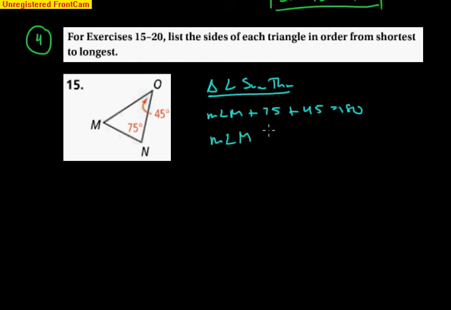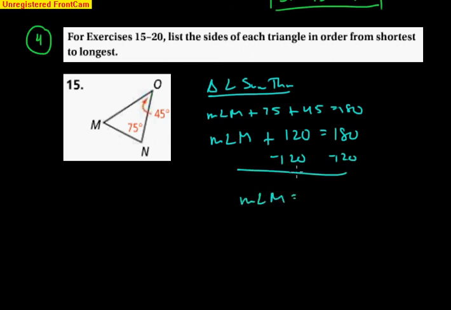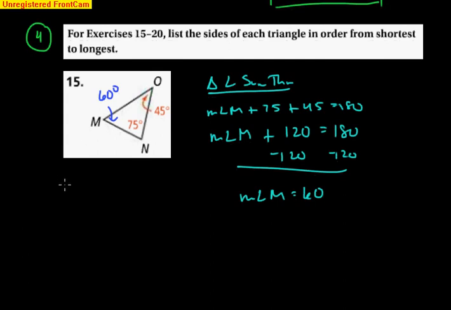So the measure of angle M plus, this is 120, equal 180. Subtract your 120 from both sides. The measure of angle M equals 60. So there is angle M. So I'm going to put it in right here. So in order to put the sides in order from shortest to longest, I'm going to first put the angles in order from smallest to largest. So the first angle is angle O. That's 45, is less than angle M, is less than angle N.